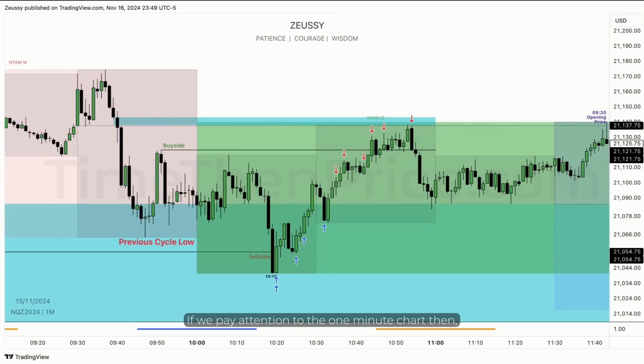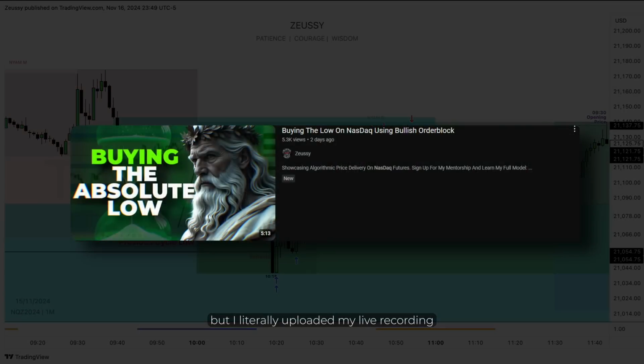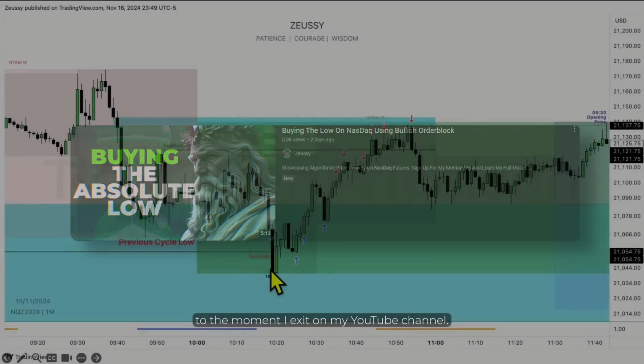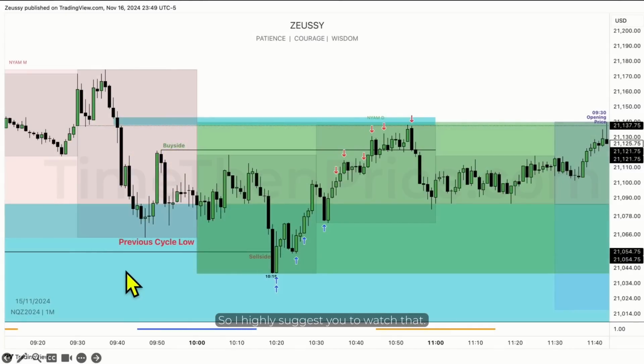If we pay attention to the 1 minute chart then, here you can see my executions for this morning session. I'm going to walk you through this full delivery and I'm going to share with you why I traded outside the macro window from 9:45 to 10:15. I know that these execution arrows look probably way too good to be true, but I literally uploaded my live recording of this trade from the moment I entered to the moment I exited on my YouTube channel. So I highly suggest you to watch that.